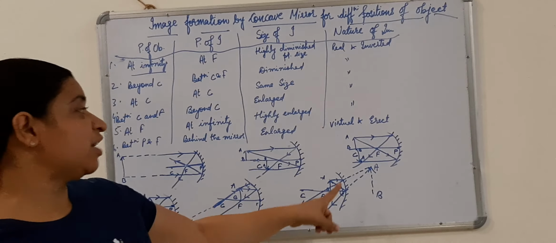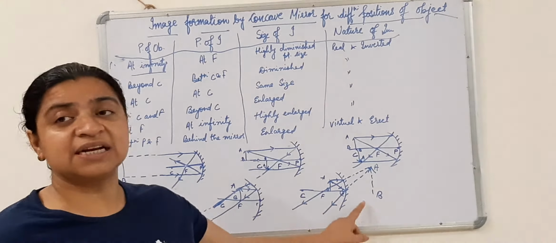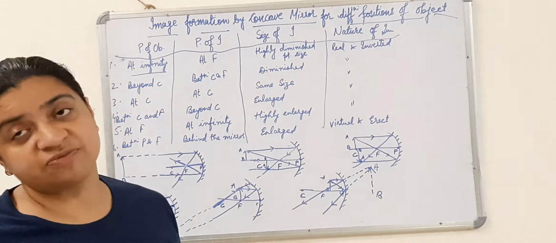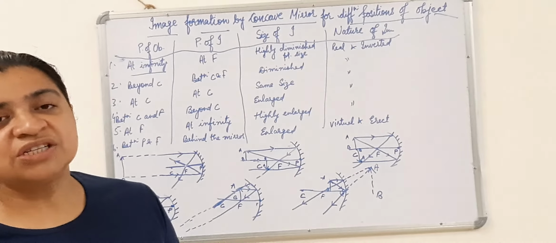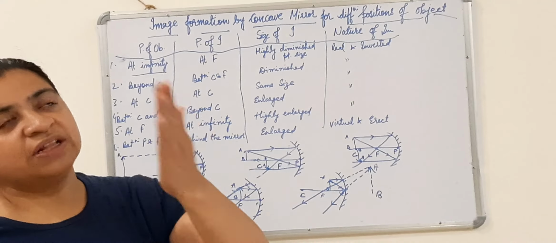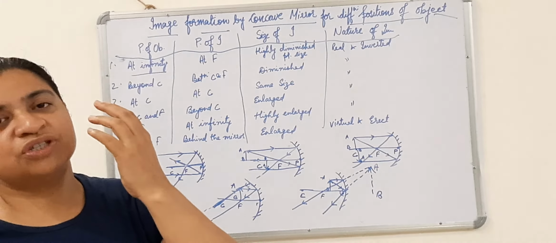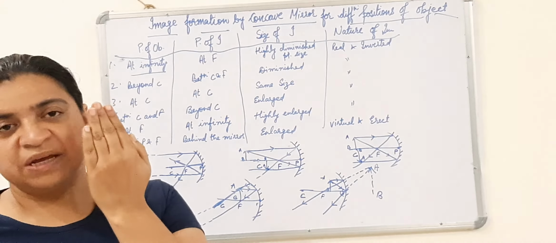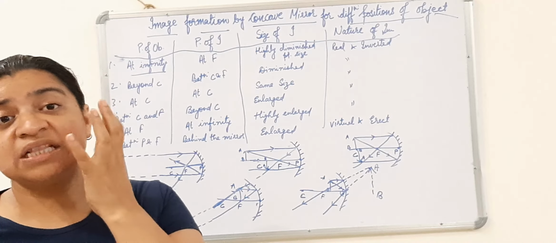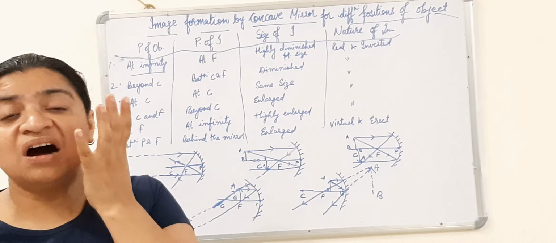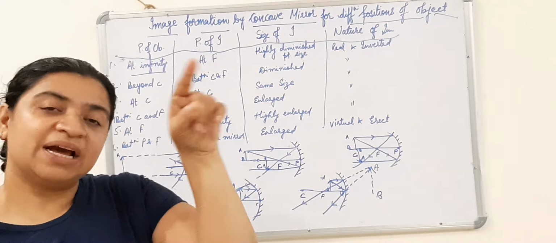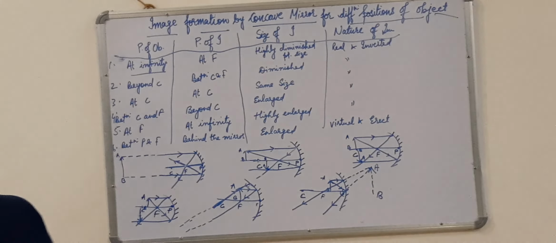Because of this reason only, this last position only, since such a type of image is formed, it is used as a shaving mirror also. When the person who is trying to shave his beard keeps the mirror closer to his beard, what happens? An enlarged image of the beard is seen, and that is virtual as well as erect.